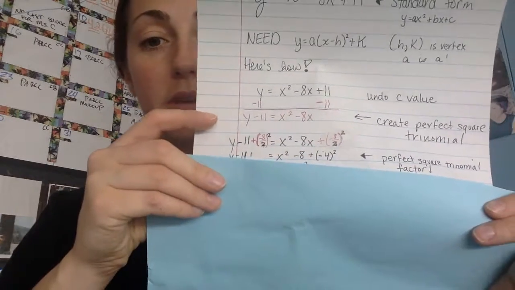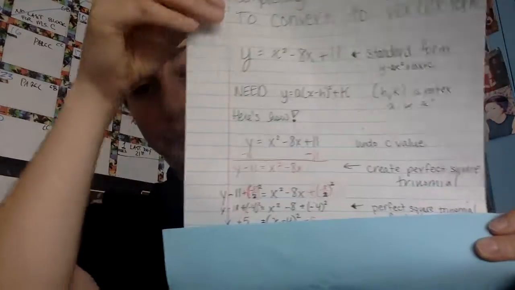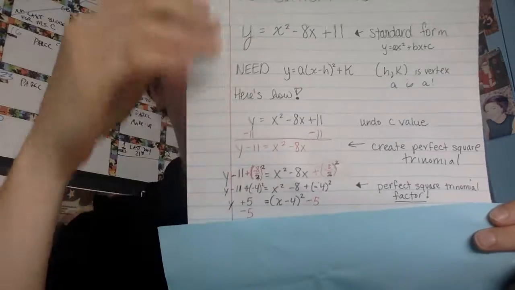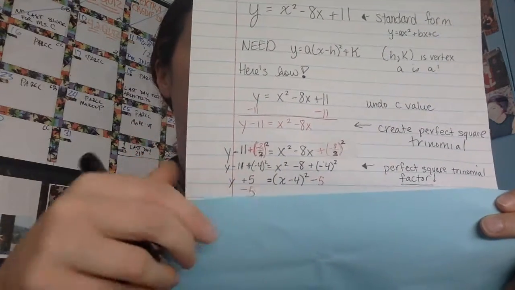And let me fix that really quickly for you. So plus negative 4 squared. And then from there, do the math. Well, what is negative 4 squared on the left side of the equation? Negative 4 squared is 16. And then a negative 11 plus a 16 gives me a 5. So that's why you see y plus 5 on this side.